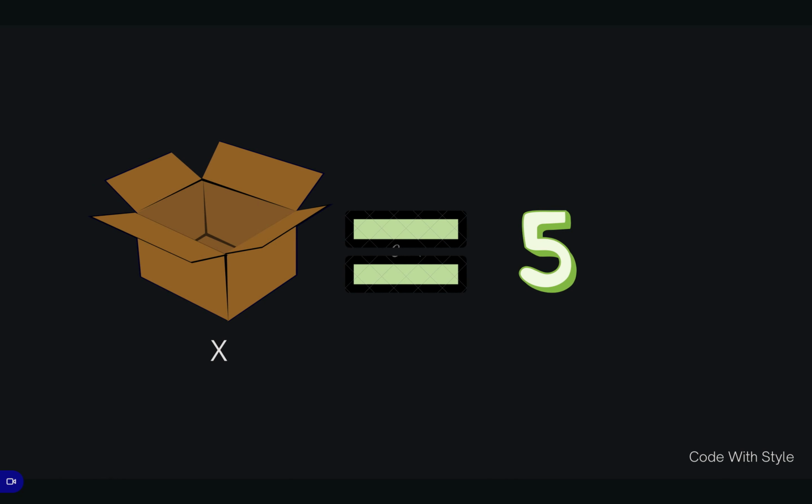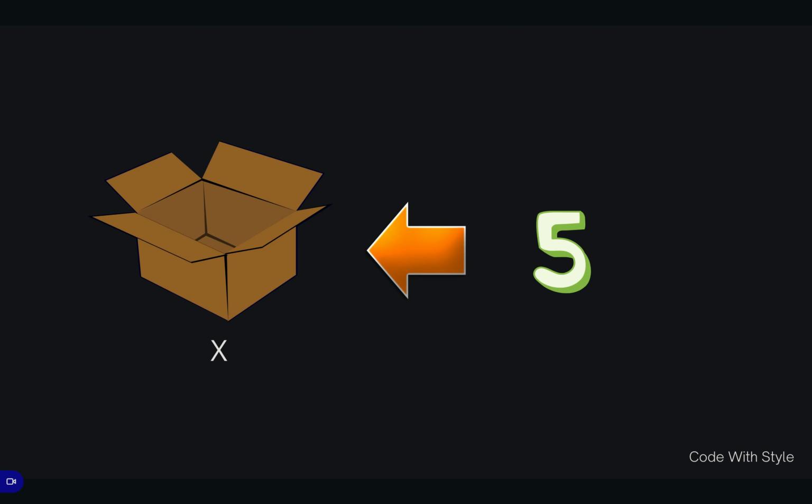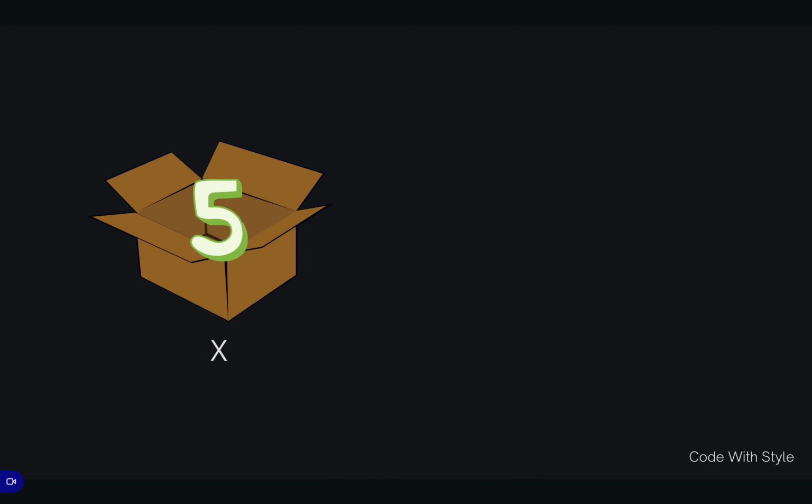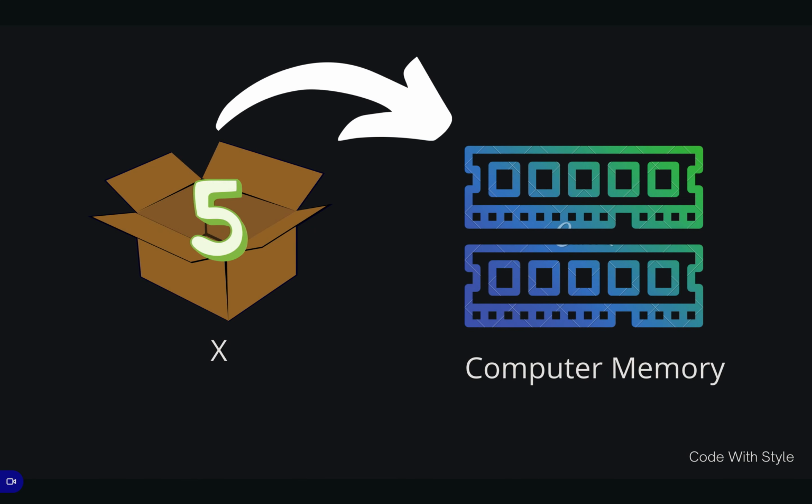So we can imagine it as a box, like I've said. This box is named x, and we're assigning the value 5 to this box. So here 5 will be contained in this box that has the name x. The variable named x now contains the value 5. This box lives in the computer memory. It contains the value 5, and the variable x points to this box that lives in the memory.